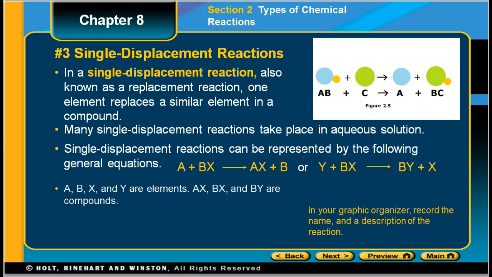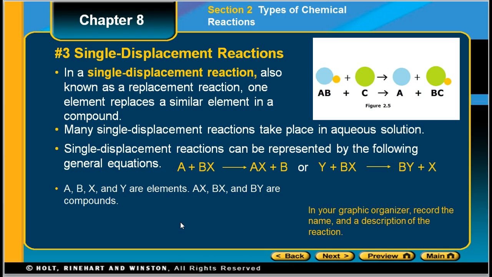In a single displacement reaction, also known as a single replacement reaction, one element will replace a similar element in the compound. So if your element that is replacing is a metal, it must replace another metal. And if it's a nonmetal, it may replace another nonmetal. These can be written as you see in this example. You have A plus BX makes AX plus B, or it could be the other substance changing. Okay, you have Y plus BX makes BY plus X. It just depends on whether you're dealing with a positive element or a negatively charged element.